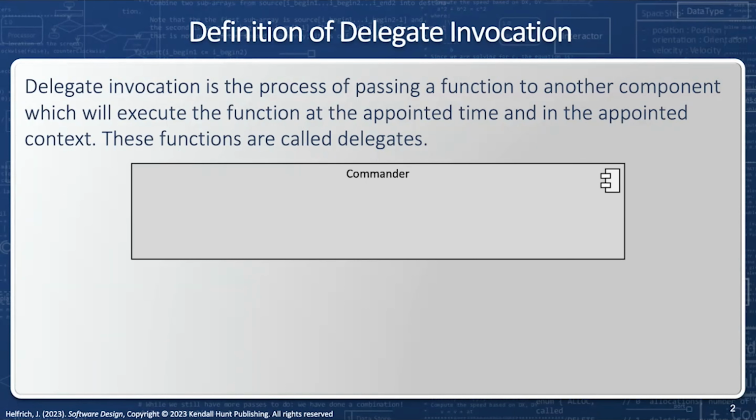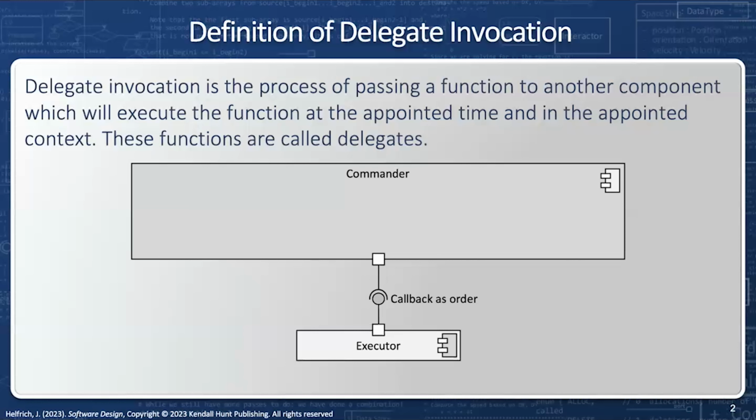We're going to start with the commander, and this is the component that's going to want the action to be carried out. And we have the executor, and the executor is going to carry out the action. Now, we're going to have a connection between these two, and this connection is going to have a callback as an order. In other words, the order that the commander is going to send to the executor is a function, and that function is called a callback or a delegate.